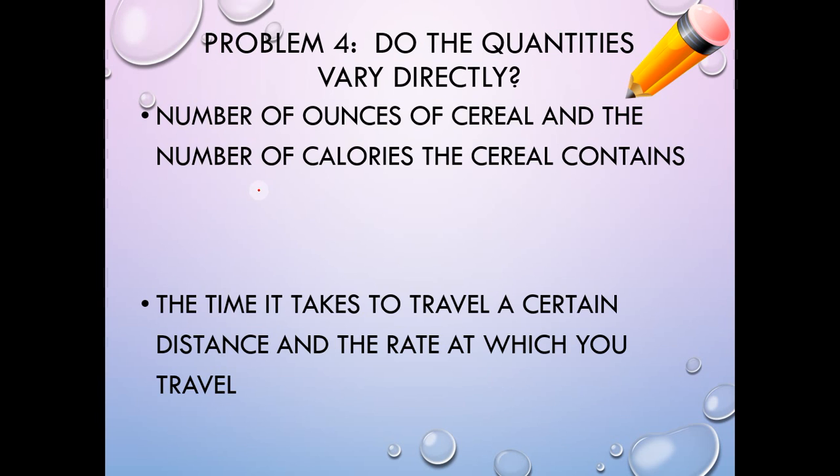So this is a direct variation. And the reason for it, both go up. They're directly related. So let's look at this one. The time it takes to travel a certain distance and the rate at which you travel. So time that takes to travel a certain distance. So it's like 2 hours. And the rate at which you travel, which the rate is like 60 miles an hour.